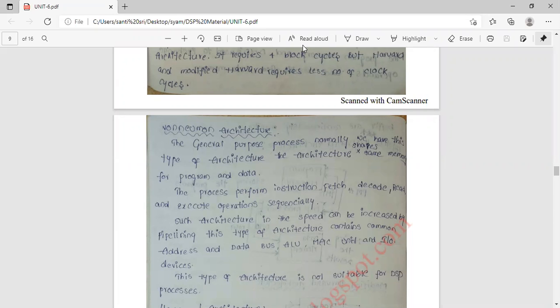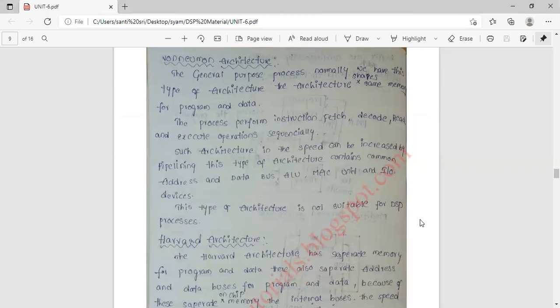Here the speed can be increased by pipelining this type of architecture, which contains a common address bus and common data bus, arithmetic logic unit, multiply and accumulate unit, and input output devices. This type of architecture is not suitable for DSP processors. That's why we'll go for the Harvard architecture.